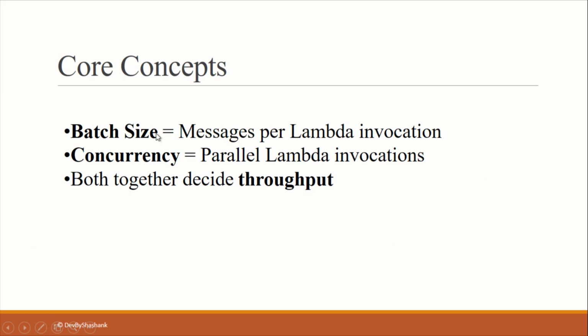So guys, this is how batch size and concurrency, these two together decide the throughput. So guys, if we increase the batch size, we can reduce the number of Lambda invocations. And if we increase concurrency, then our Lambda can process the messages faster. So guys, this is why these two configurations are very important.